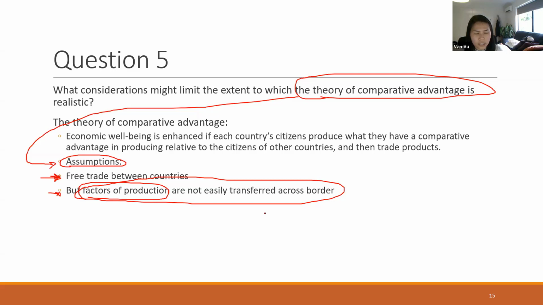In some other industries, for example, like services or technologies, these factors of production might be easily transferable, right? Say, for example, with technologies, I can attract talents from a different country to work in my country, to produce the same technology. So in some industries, there will be more specialization, and in some other industries, specialization might not be too important.